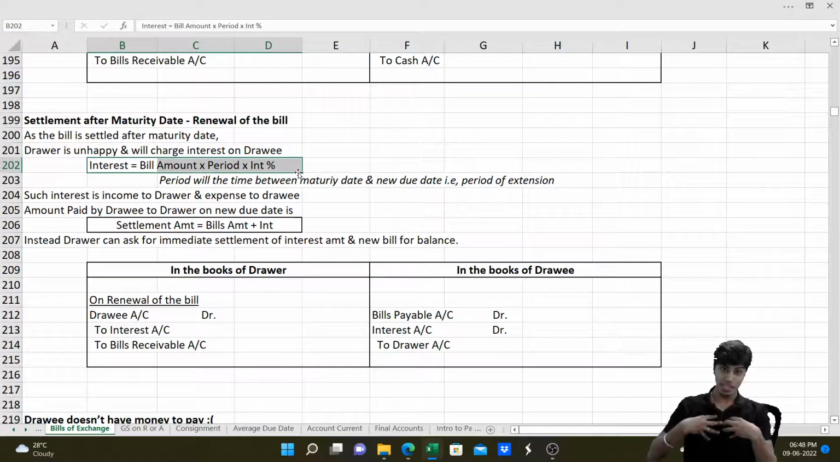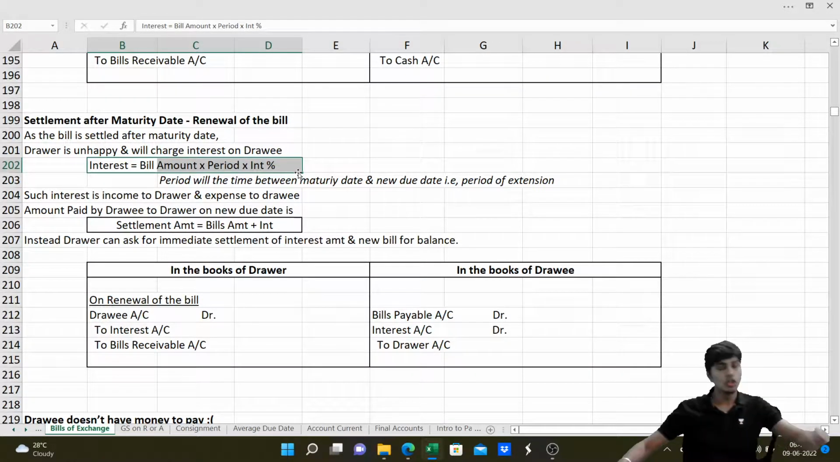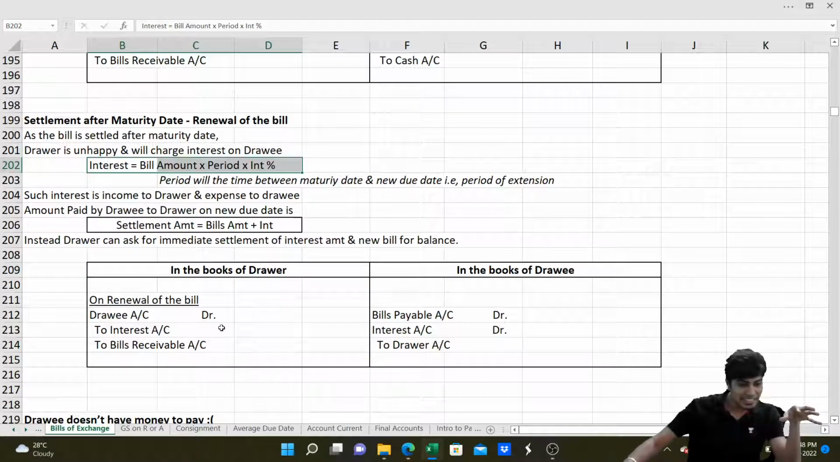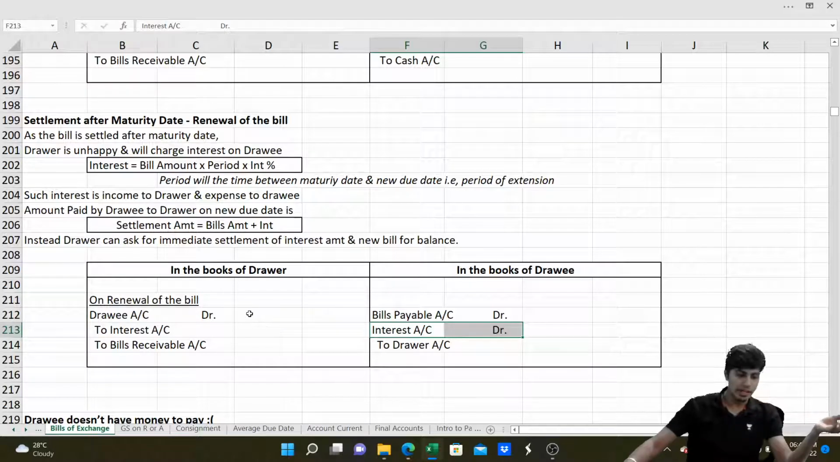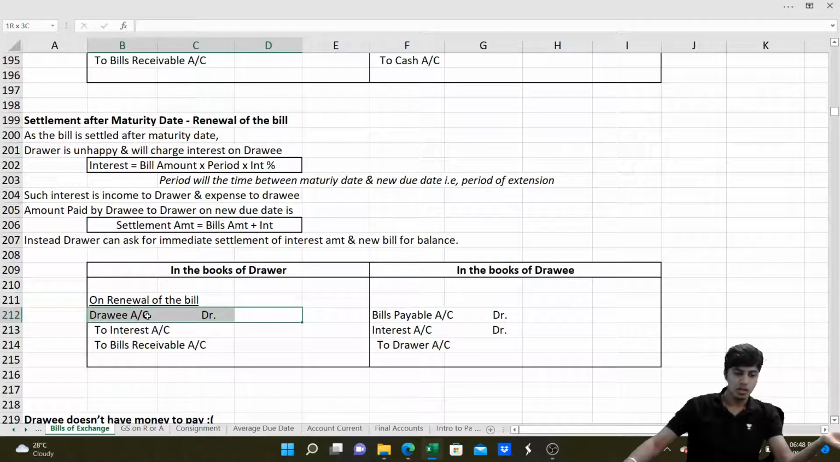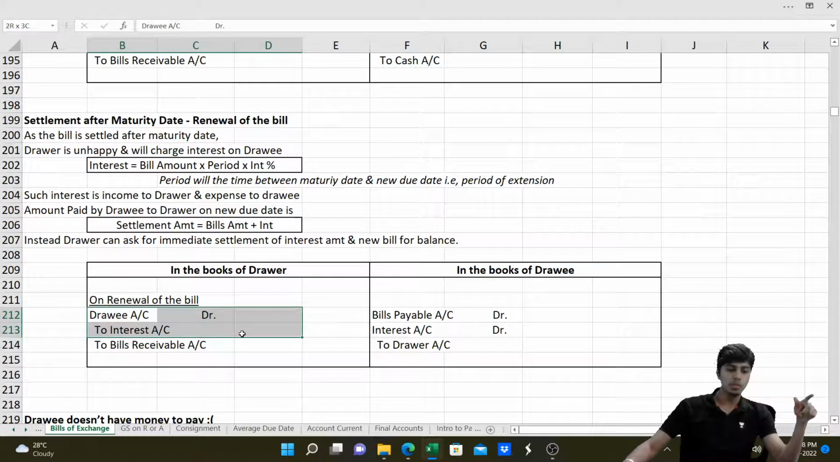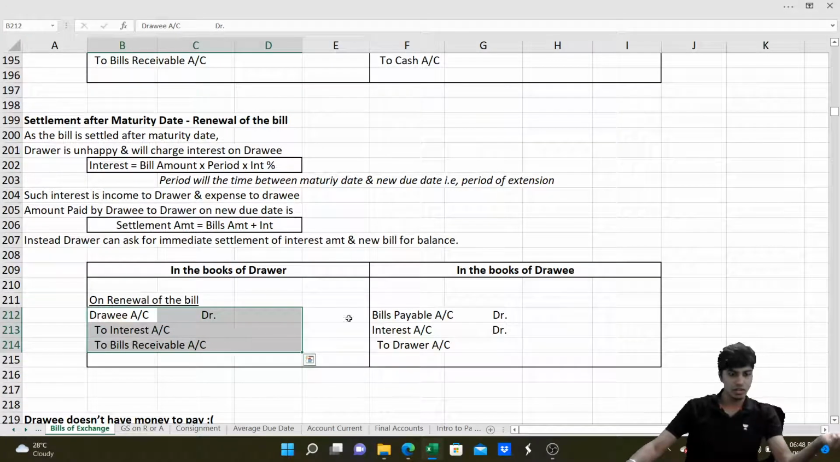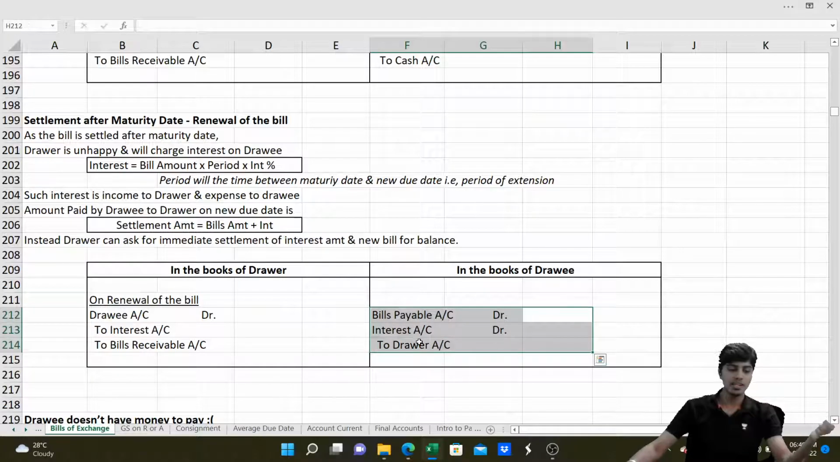This is income to me and it is expense to him. So I would be crediting interest account. He would be debiting interest account. So I will write drawee account debit, as he is supposed to pay me not just the bill amount but also the interest. So I'll debit drawee account for bill amount plus interest amount. Interest amount being income, bills receivable credit because it is decreasing. On the other hand, drawee will write bills payable account debit because his liability is decreasing, and debit interest because it is expense, and the total money he owes me. So he's going to write it to that account.